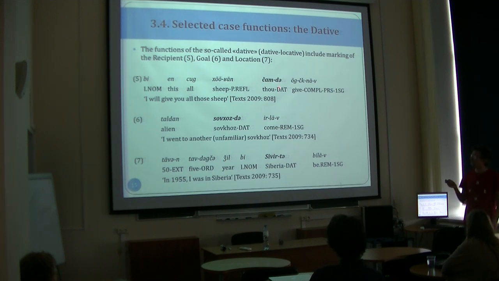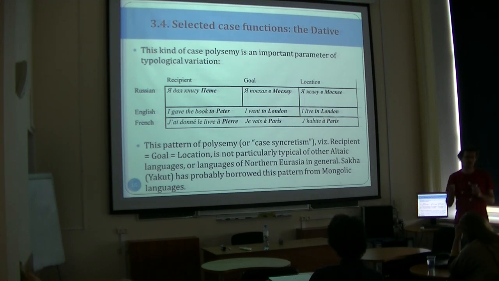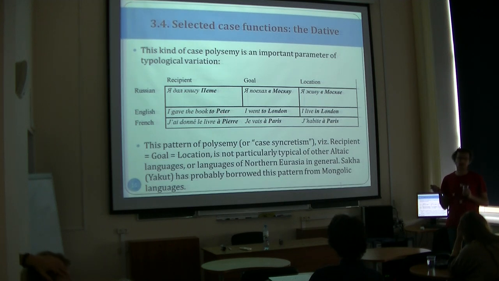So we have all of these three functions merged together in one marker, and we have to ask ourselves if this is common in this area and elsewhere. Well, sort of yes and sort of no. We can have a very simplistic typology based on these parameters. For example, in Russian, as you know, we have three different means of expression for each of these three meanings.